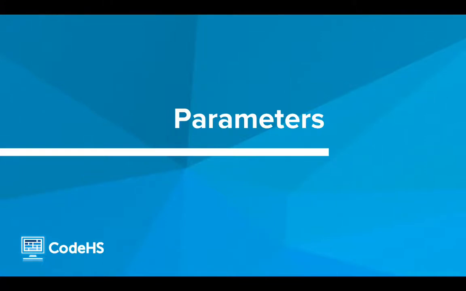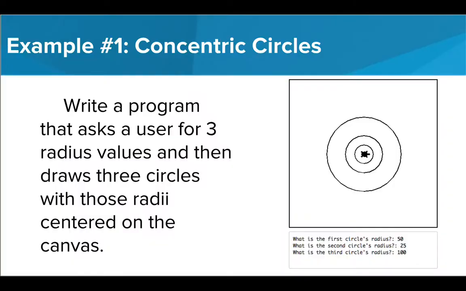Let's take a look at an example in the editor. In this example, we want to ask the user for 3 radius values and then draw 3 circles centered on the canvas with those radii. Because we're not going to know what the radius values are going to be ahead of time, we need to write code that will be able to work for any value entered. Let's do a bit of planning before we start coding.